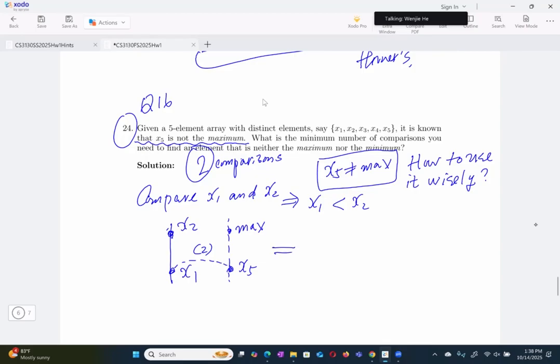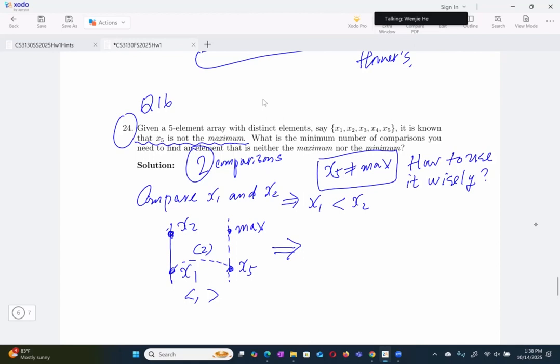Second comparison, you only have 2 possibilities, right? Greater than, less than. You only have 2 possibilities. All right, let's look at each of the possibilities.